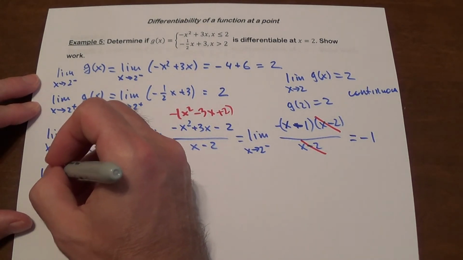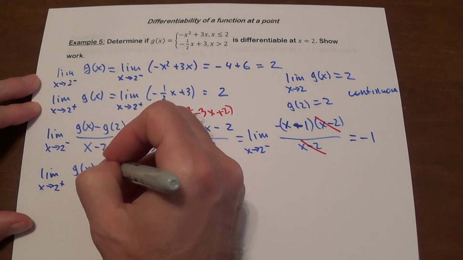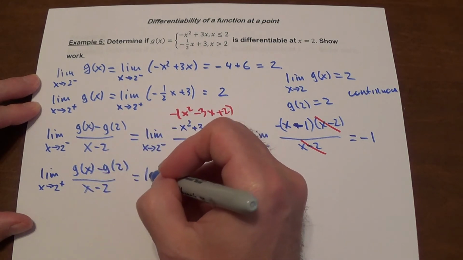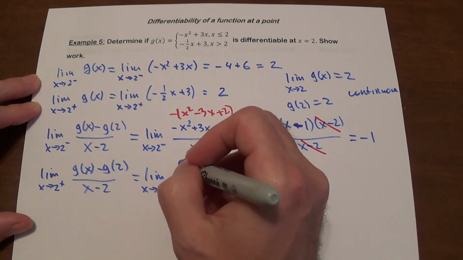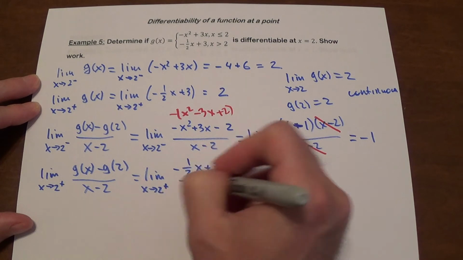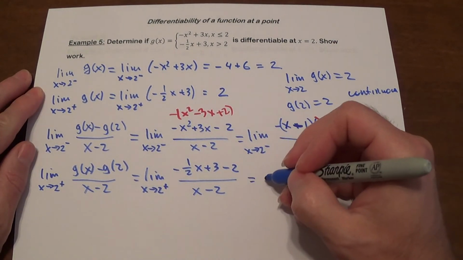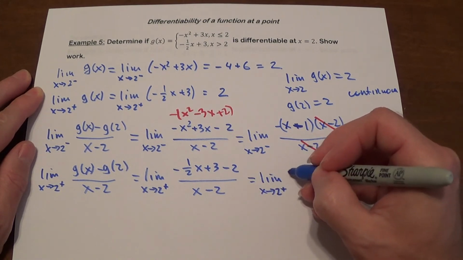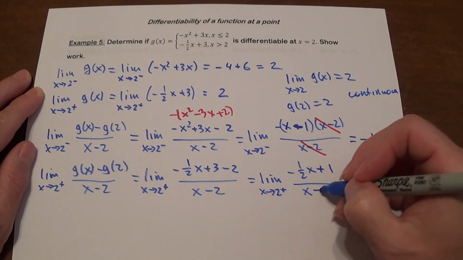What about the right hand derivative? Limit as x approaches 2 from the right of g of x minus g of 2 over x minus 2. Then we use the second equation. It's going to be negative 1/2 x plus 3 minus 2 divided by x minus 2. That is going to give us the limit as x approaches 2 from the right of negative 1/2 x plus 1 divided by x minus 2.